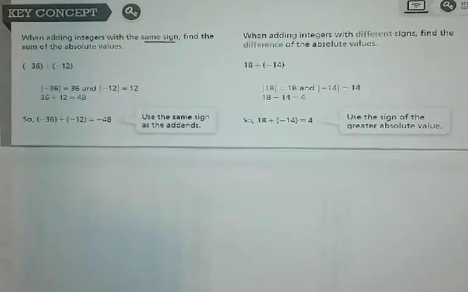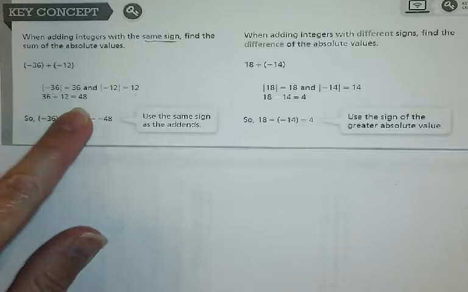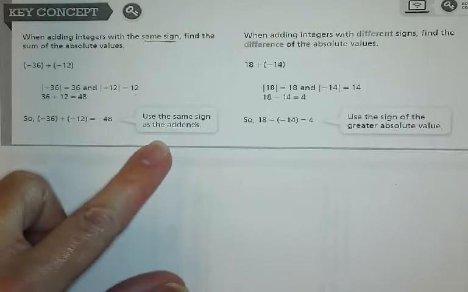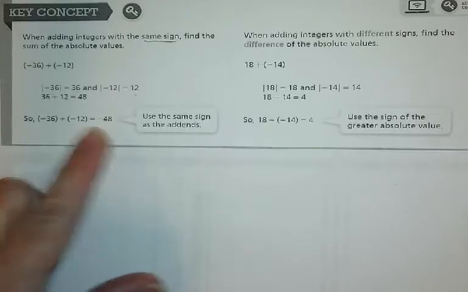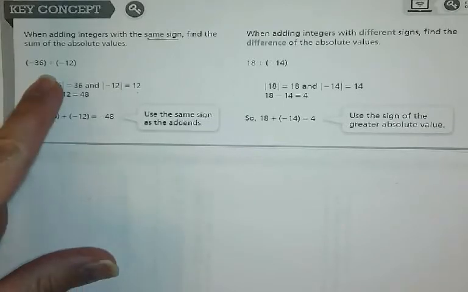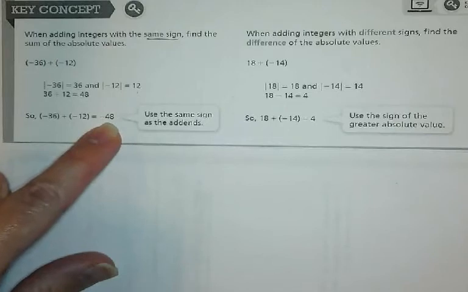Once you know the absolute values of your numbers, you're going to add the 36 and the 12 together to get 48. Because you're adding integers with the same sign, you're going to keep the sign. So -36 plus -12, which is our original problem, is equal to -48.